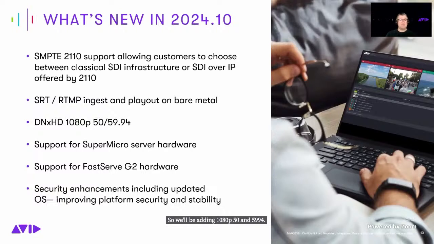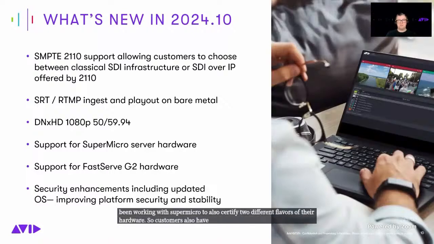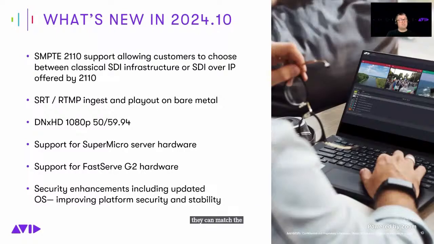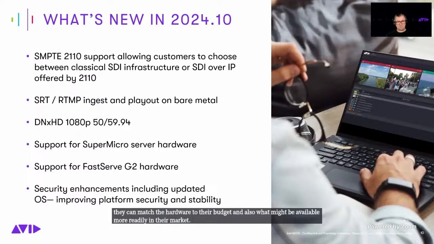We also want to expand the hardware options that customers have when they're purchasing the hardware, as some markets have access to more other vendors than we're already supporting. So we've been working with Supermicro to also certify 2 different flavors of their hardware, so that customers also have additional options when choosing hardware. They can match the hardware to their budget, and also what might be available more readily in their market.